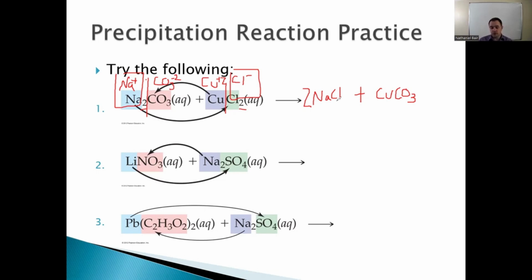No. Look at rule 2. Does it have an ammonium ion or an alkali metal? It's got an alkali metal. That guy is going to be aqueous. That is not a precipitate. Now let's look at copper 2 carbonate. Use the solubility rules and see if you can determine if that's going to be a solid or not.